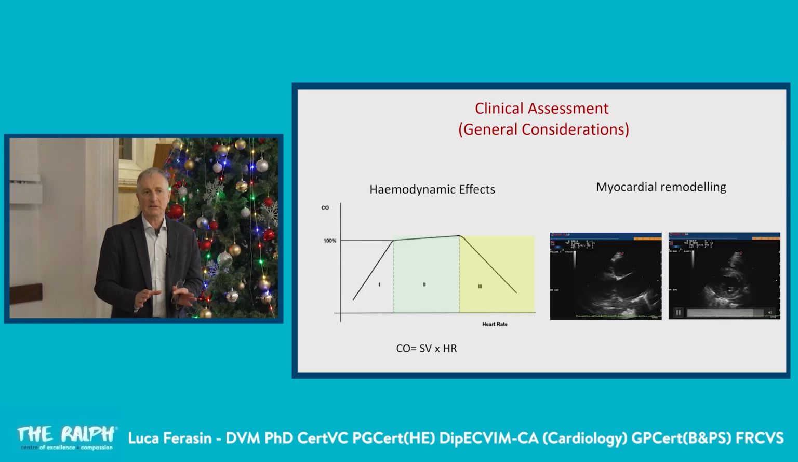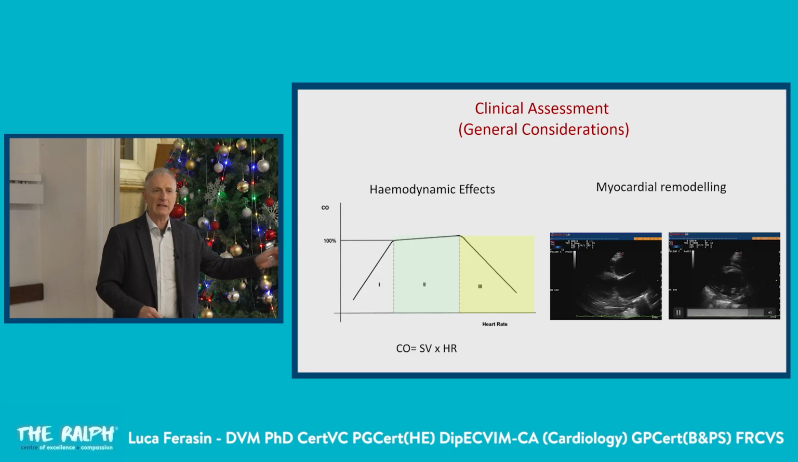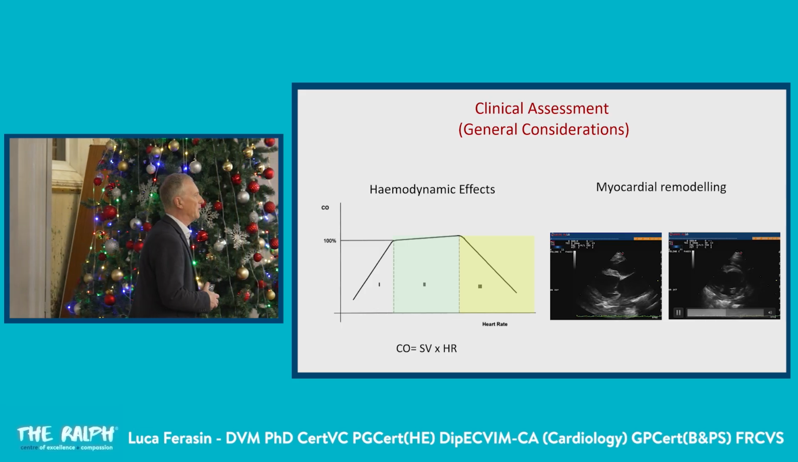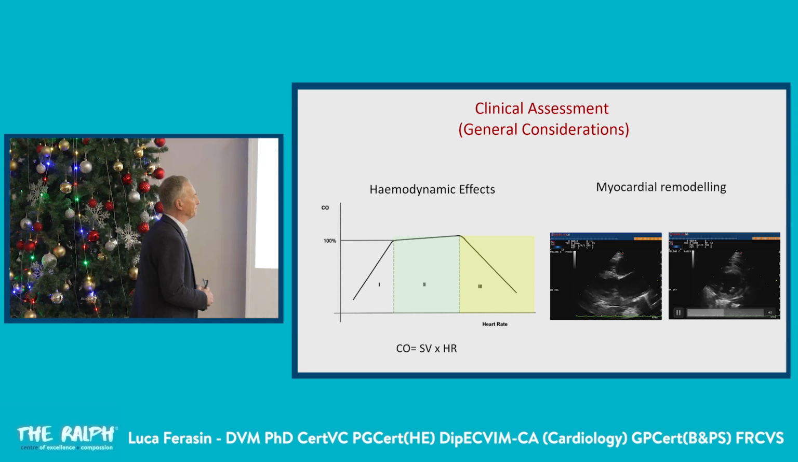So very important, if you have a dog that's got sustained tachycardia, you may end up with ventricular dysfunction. If the heart rate is 220, 230, as it might happen with some forms of tachycardias, the changes will appear just in 4 or 5 days. So that's why tachycardia is very important. We need to pay attention to it.